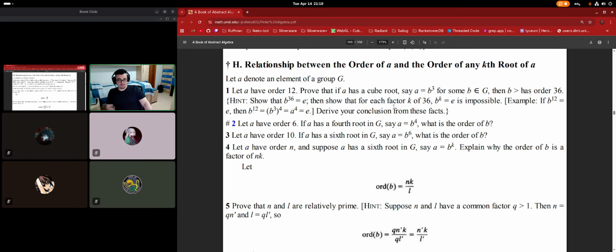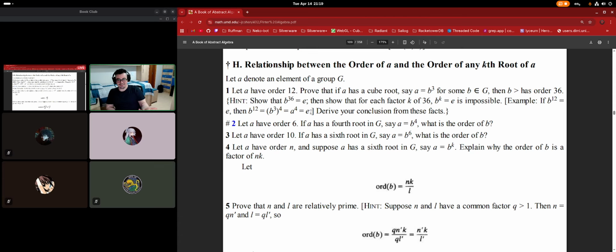Then show that for each factor k of 36, b to the power of k is impossible. Example: if b to the power of 12 is equal to e, then you can write it like this, and then this is going to be screwed. Is that clear? I don't know if this is clear.